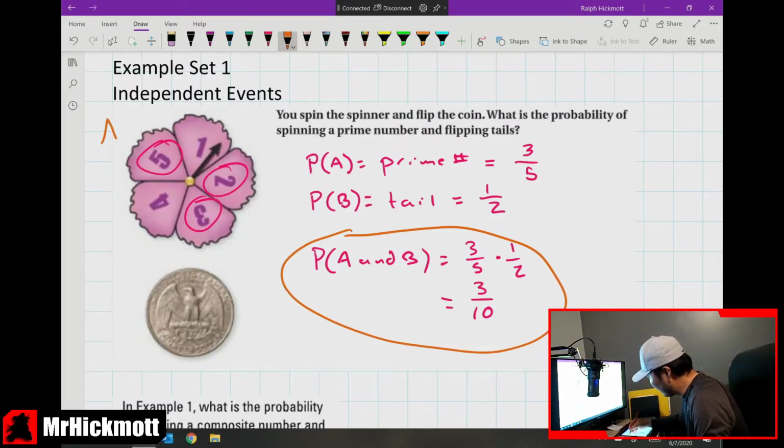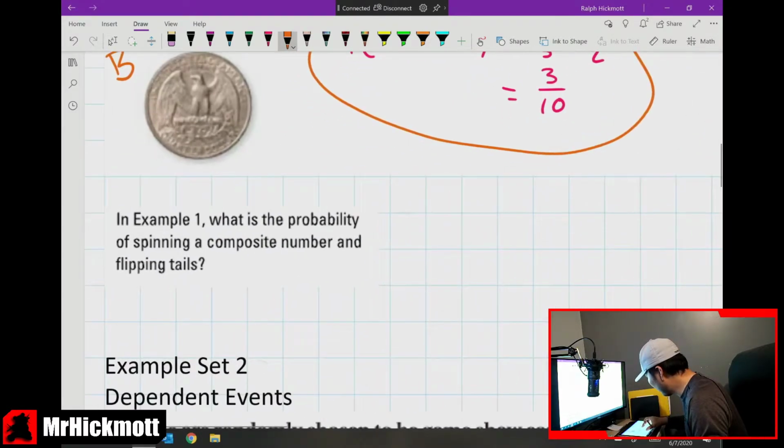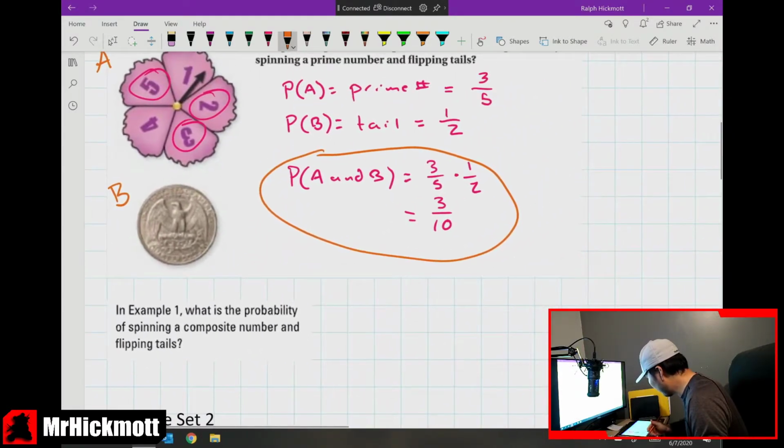So, and just for labeling, that's event A and that's event B. Okay, so nothing really changes in calculating the probability of independent events from what we've done in the past. Now that we're doing multiple events, we've got to multiply it. So another quick example: what is the probability of spinning a composite number and flipping the tails?